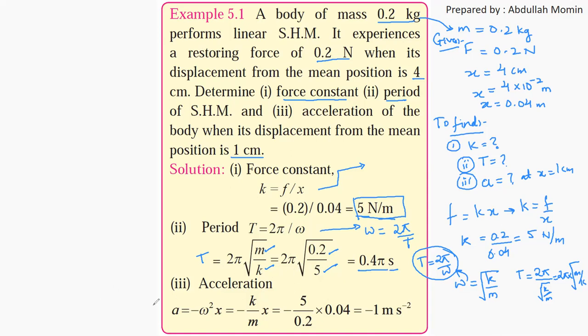Now we are supposed to calculate the acceleration at a displacement of 1 centimeter from the mean position. So instead of 0.04 we will put 0.01. When you solve this, you will get 50 by 2, which can be written as 25. So we get 25 meter per second square.